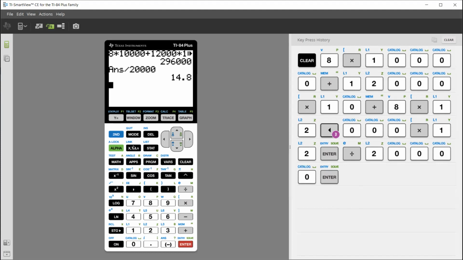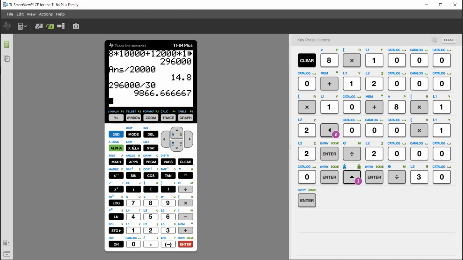If you take this number here and you divide by the sum of the models that you got, I think you had 30, if I remember correctly, right? Yes. So if you take 296,000 and you divide by 30, you get this.